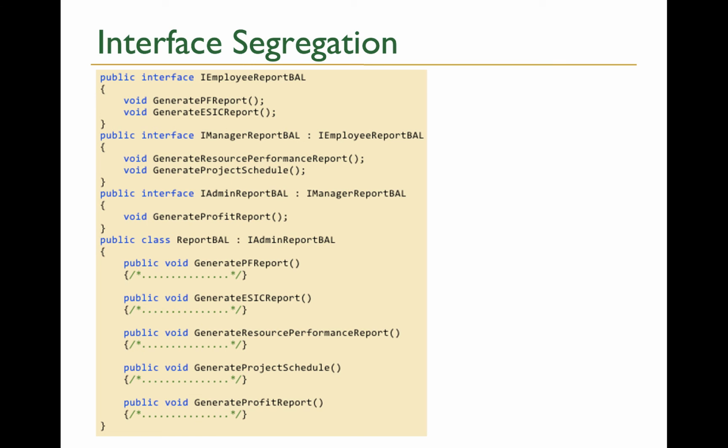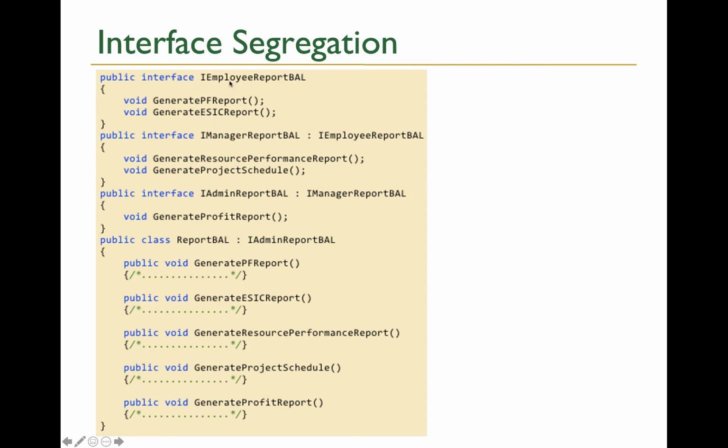A better way that follows the interface segregation principle is this. I have one interface called employee report, and that one only has 2 methods. Now I define another interface for the manager, and the manager is a sub-interface, a subtype of this one, so it inherits this parent interface. That means this interface has not only these 2 methods, but also the other 2. In the same way, the admin report interface will have one more, but this one extends the manager, so it will also have access to these methods.